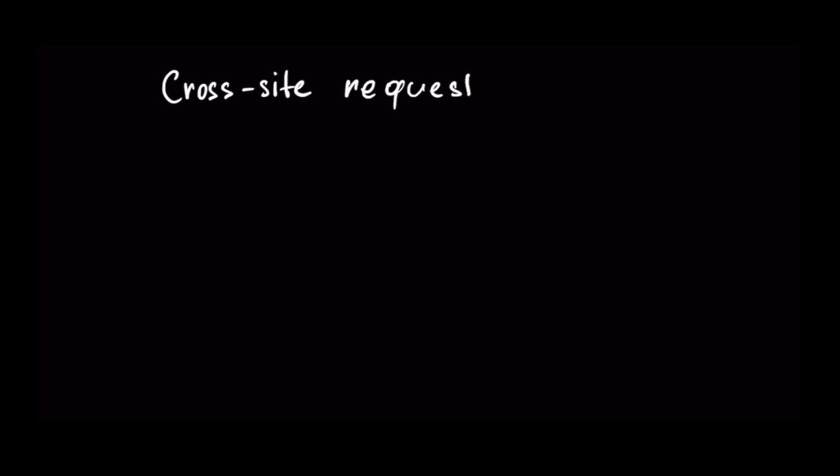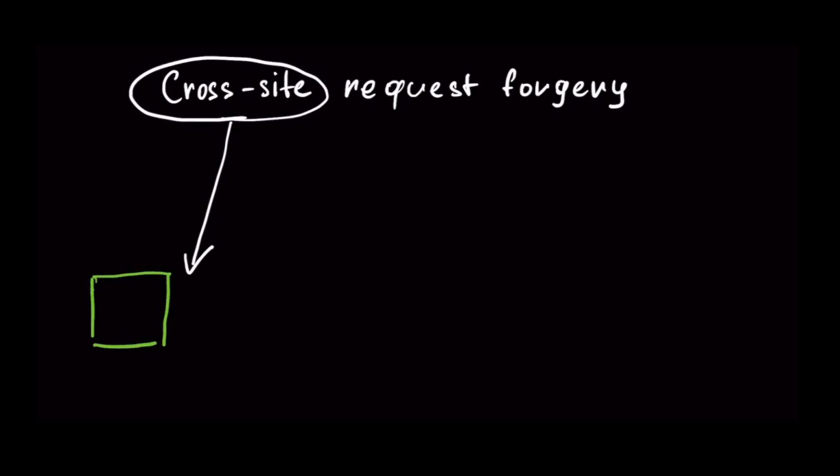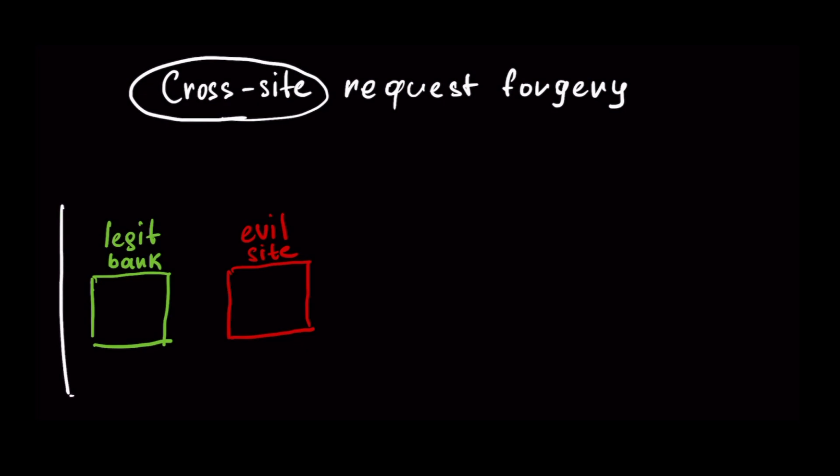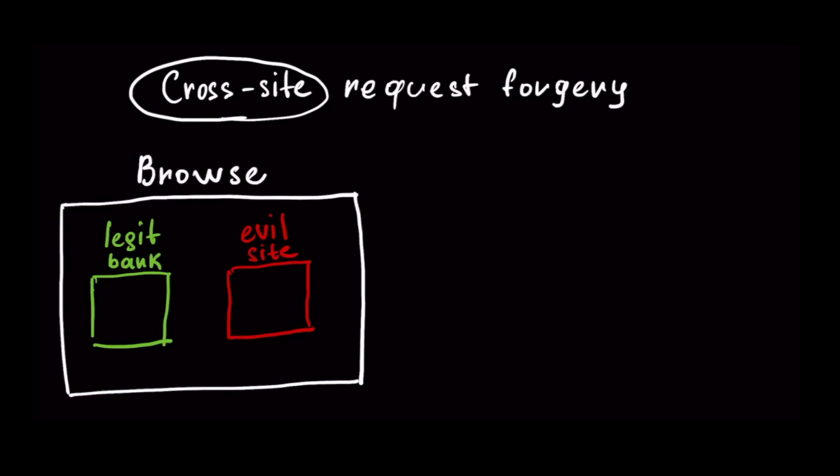Cross-site request forgery, also known as CSRF, consists of multiple words. First of them are cross and site, meaning the attack is happening across multiple websites, where one is legitimate and one is malicious. Usually, that is happening in your browser.